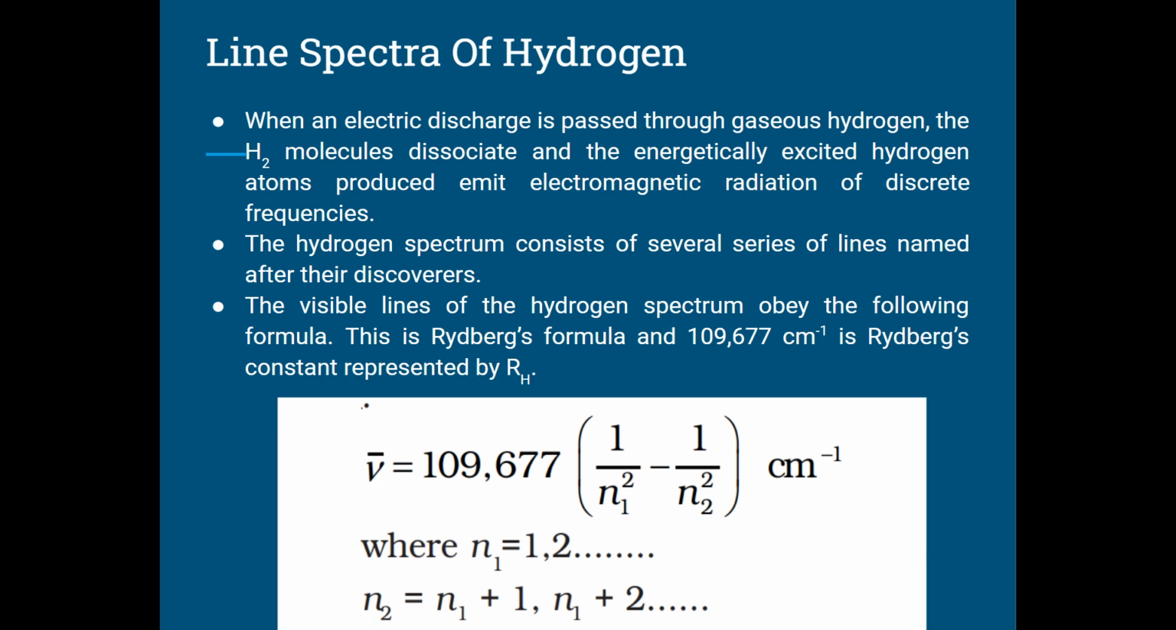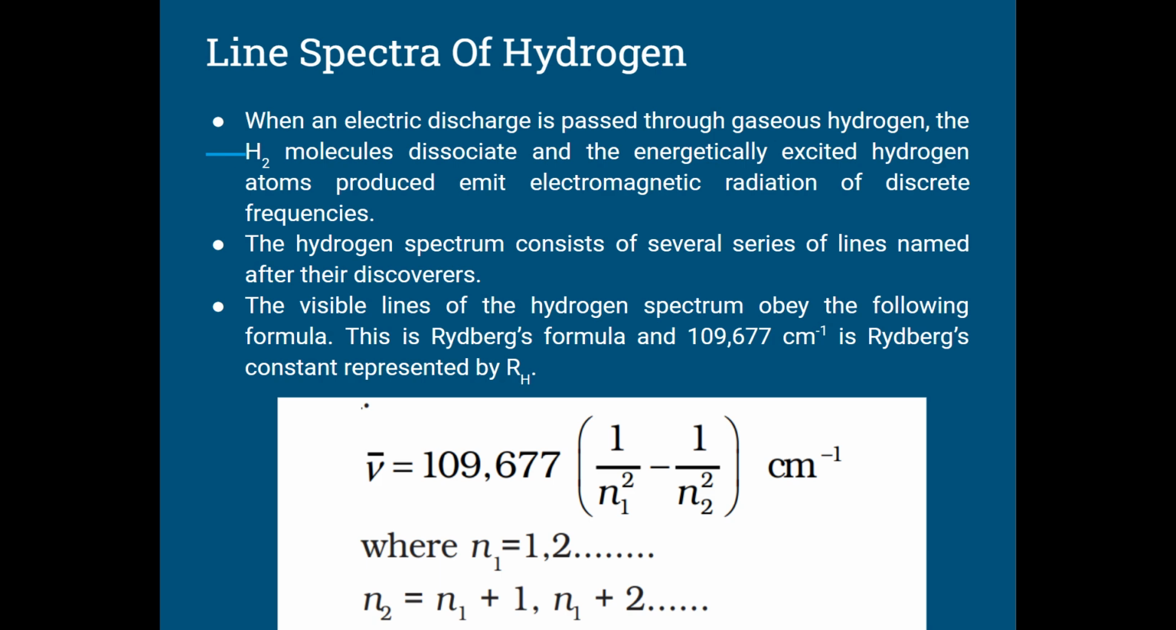Now by discrete frequency, I also explained the word discrete in my previous videos, which means the value of the frequency will be quantized. And why is that quantized? Because of this formula, it will be the multiple of RH. So the value of the frequency is quantized. Now let us focus on the formula. This is the formula of wave number, which equals 109677 in the bracket 1 by n1 square minus 1 by n2 square.